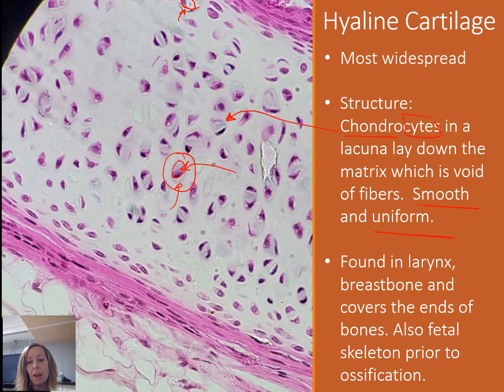The last thing hyaline cartilage does is, sometimes, oh, not sometimes, always, it's going to make up the fetal skeleton prior to ossification. So before a baby's skeleton is formed in bone, it's actually going to get formed in hyaline cartilage. And then the hyaline cartilage slowly ossifies and turns into bone. All right, so in this we have no fibers, we have chondrocytes in a lacuna, and the nucleus is the dark purple parts. Okay.